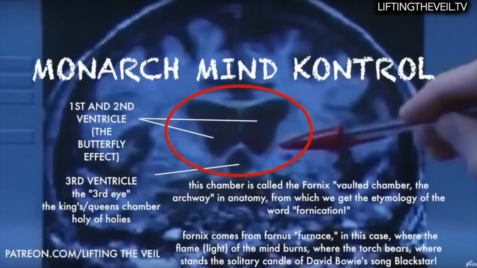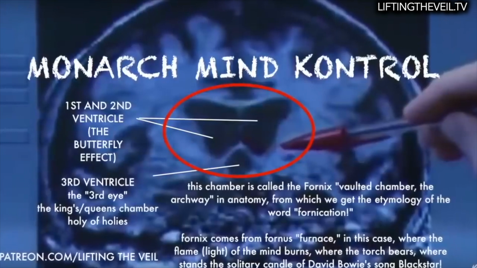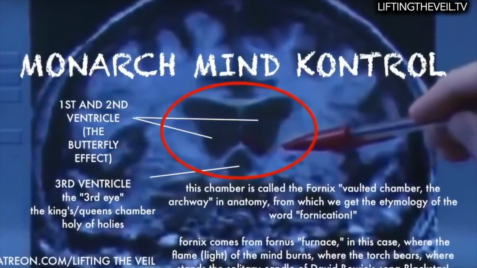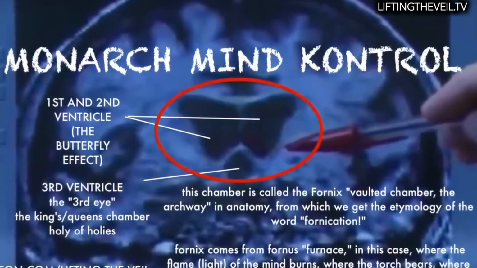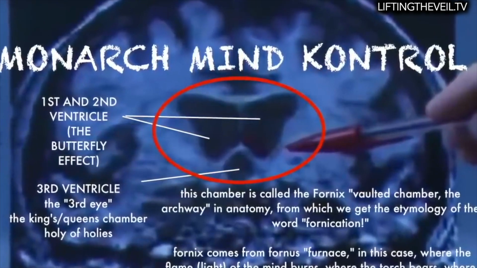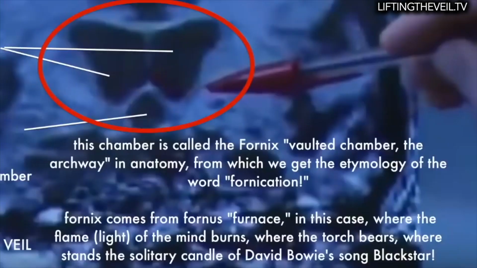And that is what the first and second ventricle are. They make up the two wings of the monarch butterfly. And what would be the abdomen of the butterfly down below is what's called the third ventricle, which is also called a fornix, which means in etymology, the fornix means a vaulted chamber. It's called a fornix or a vaulted chamber because, as we can see, the geometry here makes up an archway or a vault. It is the vault of heaven.